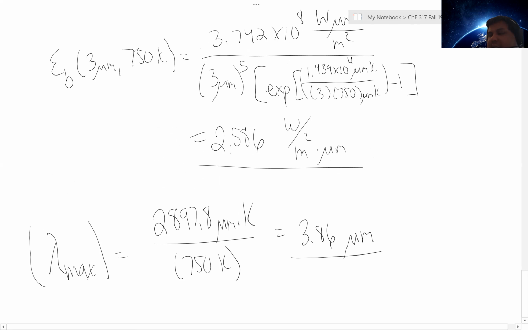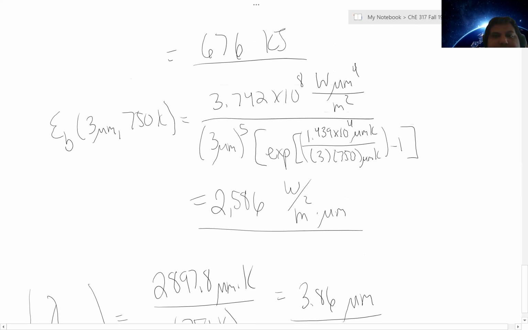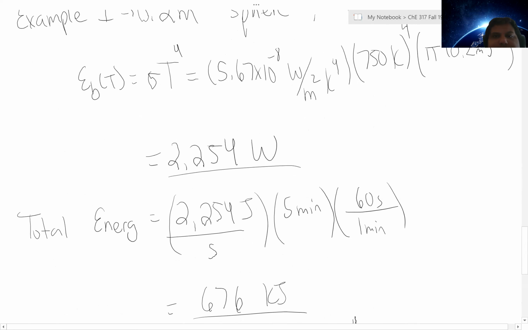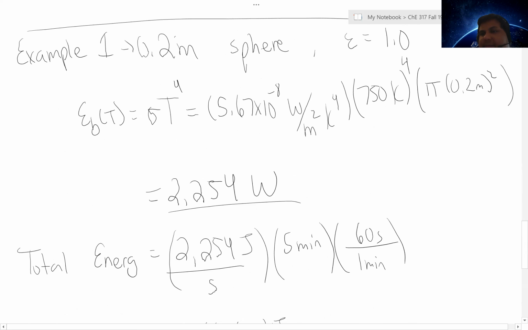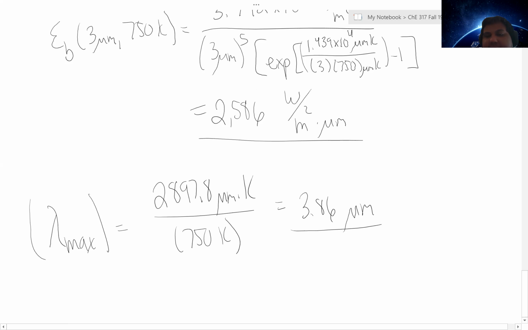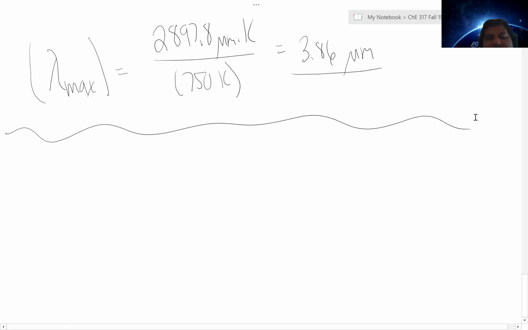Now, any questions on that example problem and how we could use Planck's law and Stefan-Boltzmann law to find our emissive power, in terms of total emissive power and spectral emissive power as a function of wavelength? All right, if not, let's look at one more example really quickly.